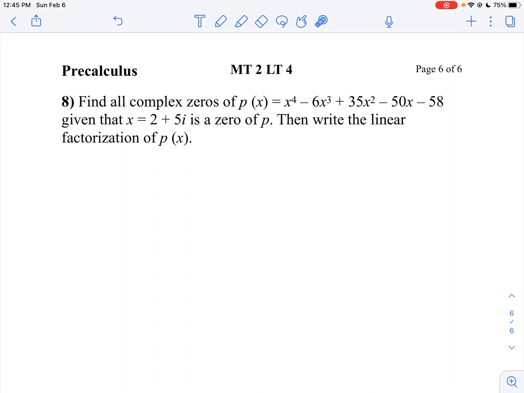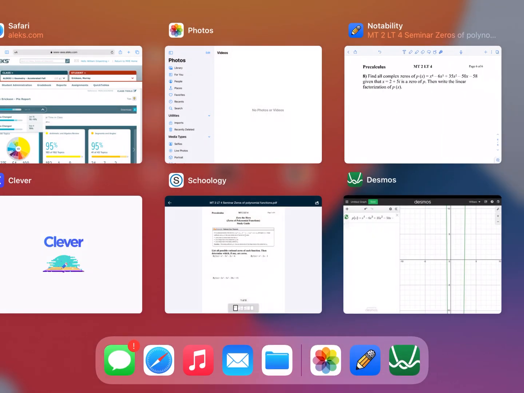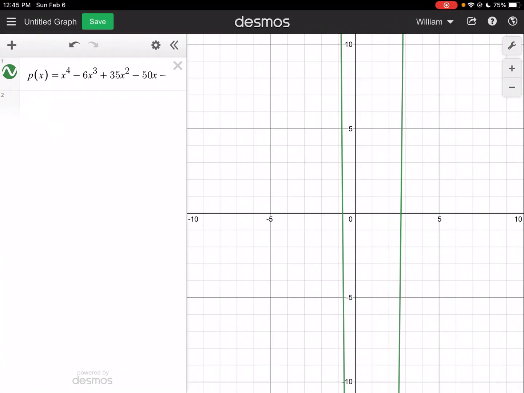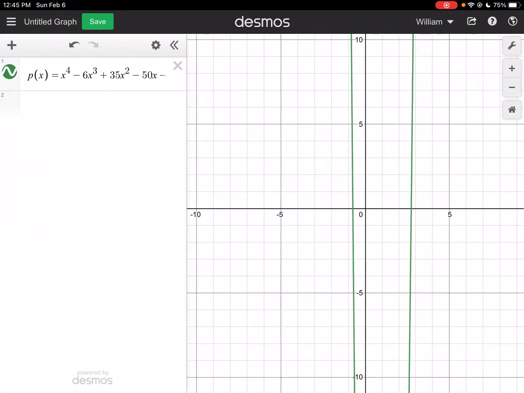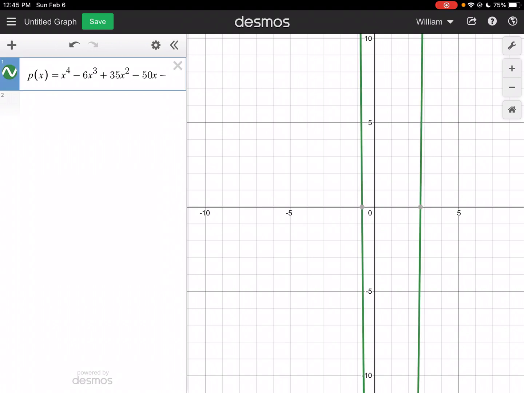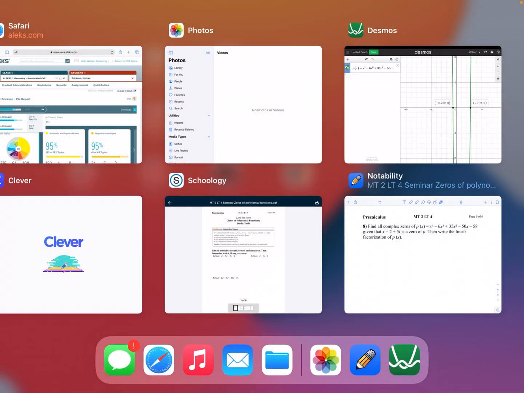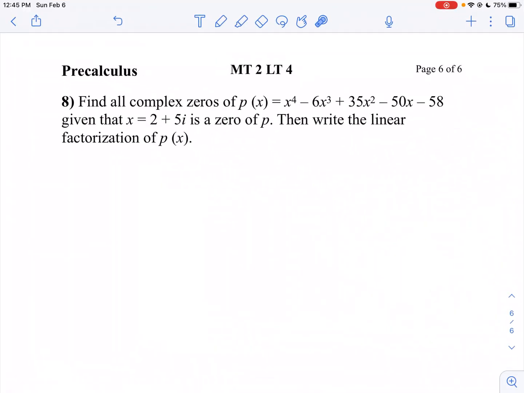Now let's graph this. Let's take a look, as I know 2 of them are complex. And here's my graph, and it looks like it crosses at 2 irrational roots. Okay, so I need to find those irrational roots. Since I know one factor is 2 plus 5i, I know the other factor is 2 minus 5i. So I'm going to multiply those out.